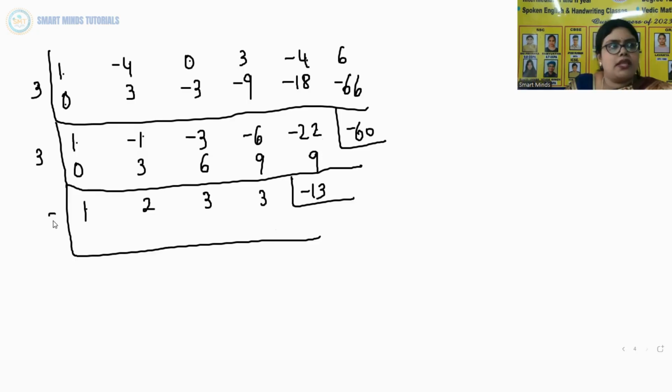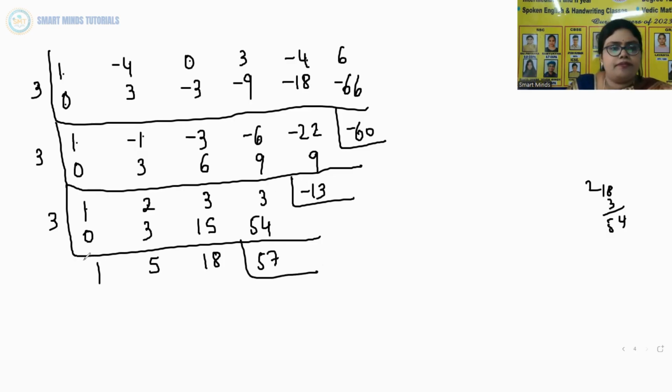Now take once again with 3. Take a 0 here. 1 plus 0 is 1. 1 into 3 is 3. 2 plus 3 is 5. 5 into 3 is 15. 15 plus 3 is 18. 18 into 3 is 54. 3 plus 54 is 57.